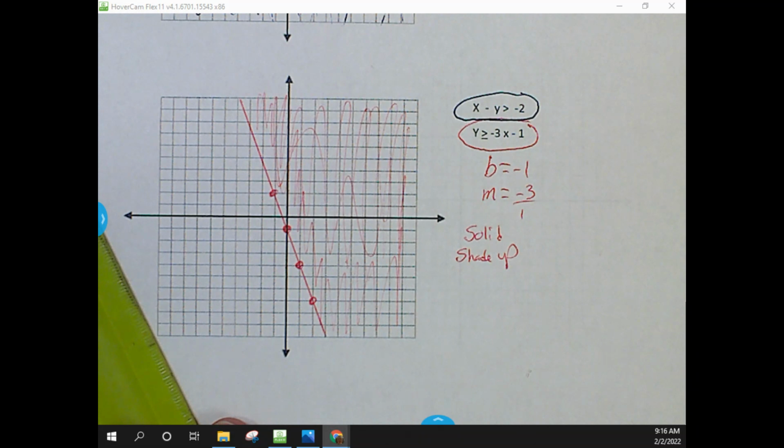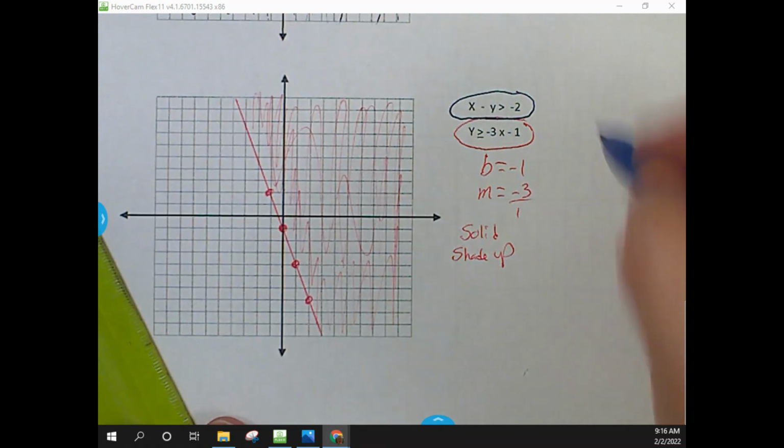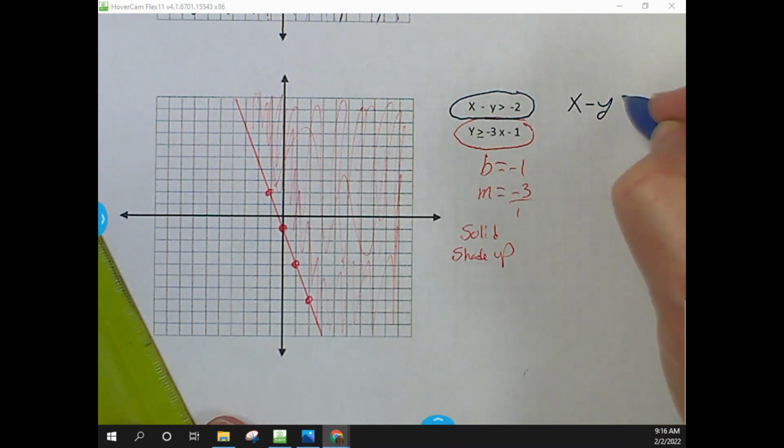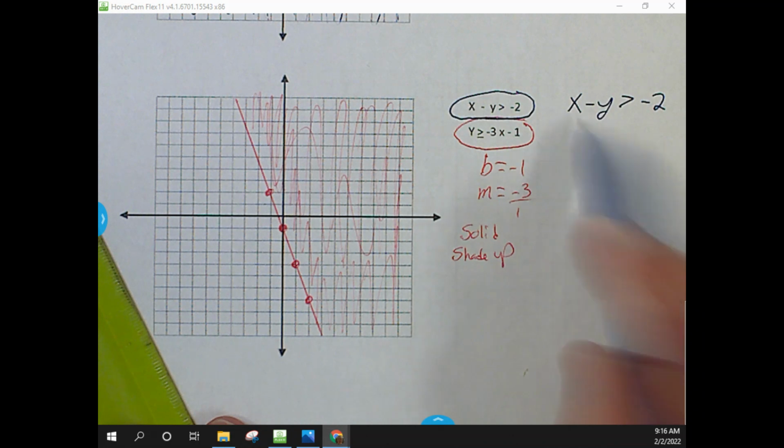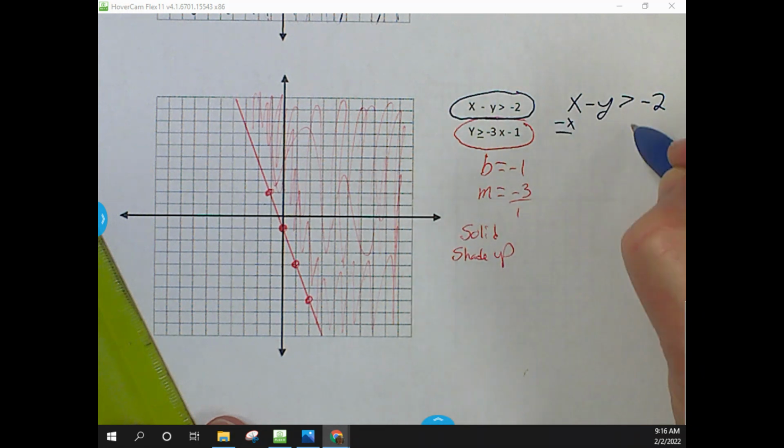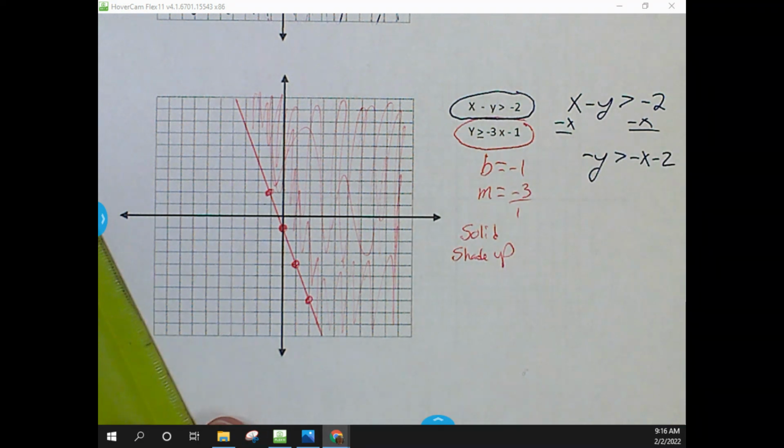Okay, so the top equation was not in y equals mx plus b form, so we've got to rewrite it in y equals mx plus b form. We'll do that over here. So we got x minus y is greater than -2. We've got to get the x by itself, so we're going to subtract x from both sides. So now we got -y is greater than -x minus 2.